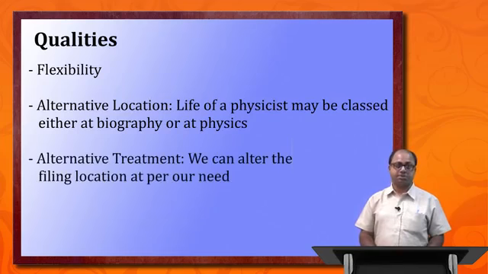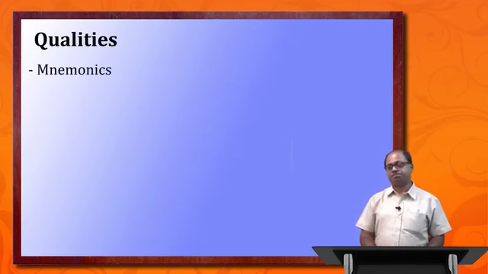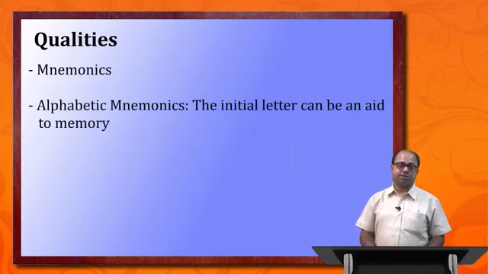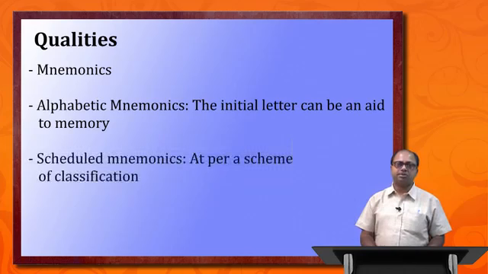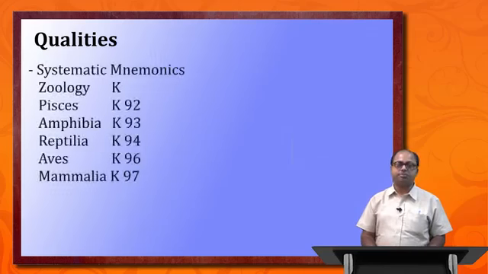Next, alternative treatment. We can alter the filing location as per our need. প্রয়োজন অনুযায়ী ফাইলিং লোকেশন চেঞ্জ করার স্কোপ আছে। নেক্সট, নেমোনিক্স, সহজে যাতে মনে থাকে। First, alphabetic mnemonics. The initial letter can be an aid to memory. Next, scheduled mnemonics. As per a scheme of classification, the mnemonics is known as scheduled mnemonics, and then systematic mnemonics.